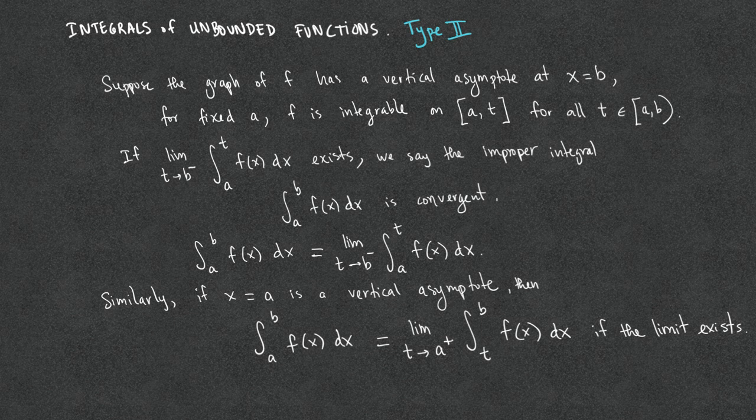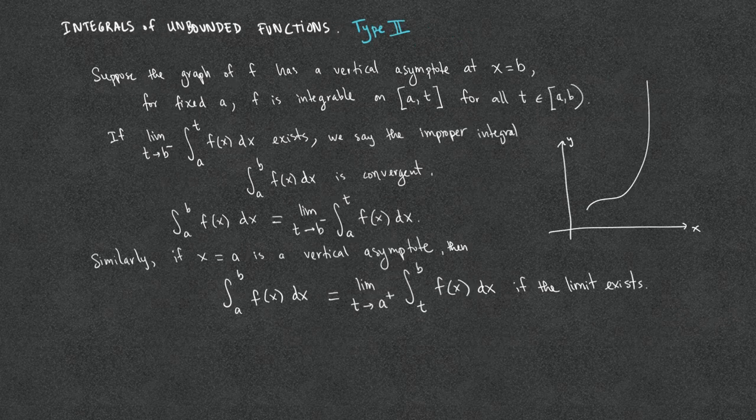Notice that the function is unbounded at these vertical asymptotes. For the first case, there is a vertical asymptote at x = b, thus the function is unbounded at x = b. And for the second case, the function has the vertical asymptote at x = a. With the vertical asymptote on the right-hand side, or at the upper limit of integration, we need to approach the vertical asymptote from the left. With the vertical asymptote on the left-hand side, we need to approach the vertical asymptote from the right-hand side.